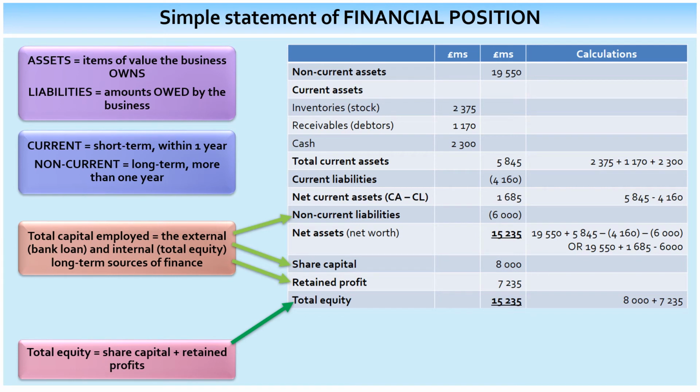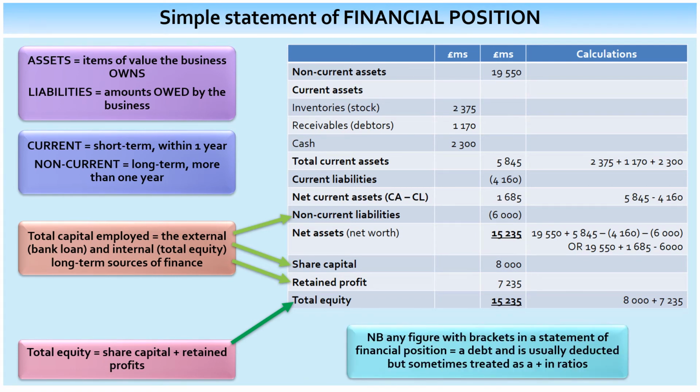We can also look at total equity, which is the share capital plus the retained profits. And a reminder that any figure with brackets in a statement of financial position is normally a debt. Although, for example, when we calculate total capital employed, we had to add the 6,000 on, even though it's a negative. So it'd be 6,000 plus 8,000 plus 7,235.